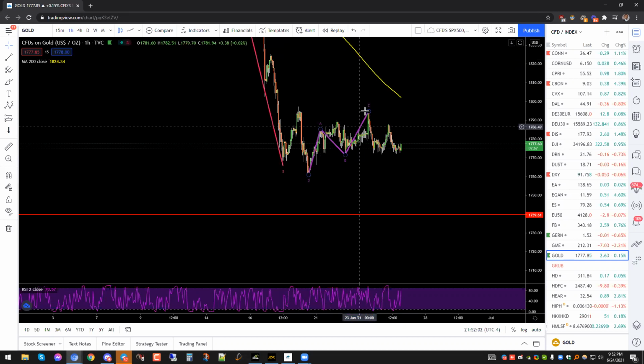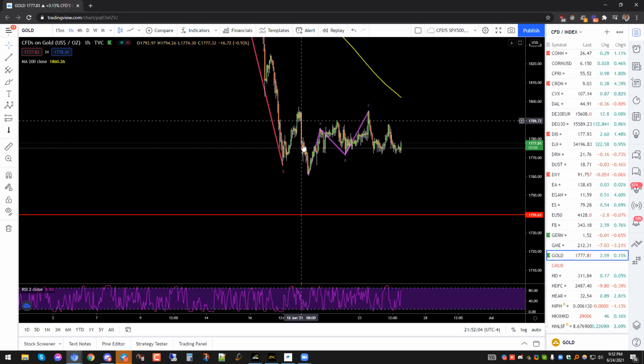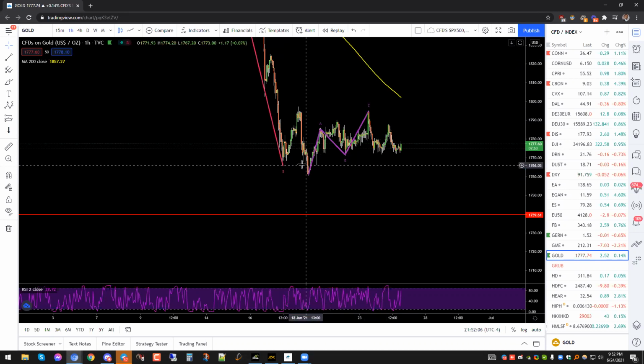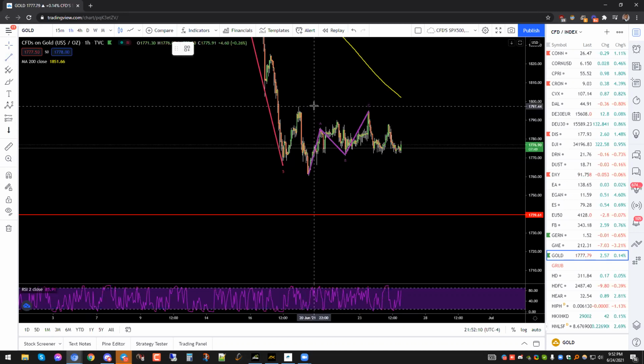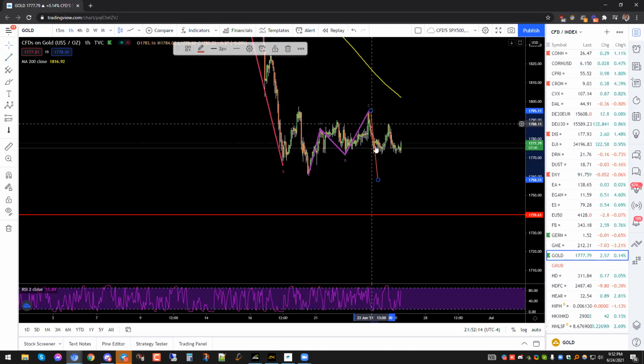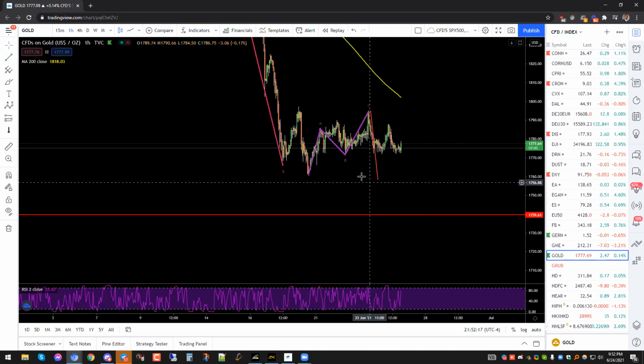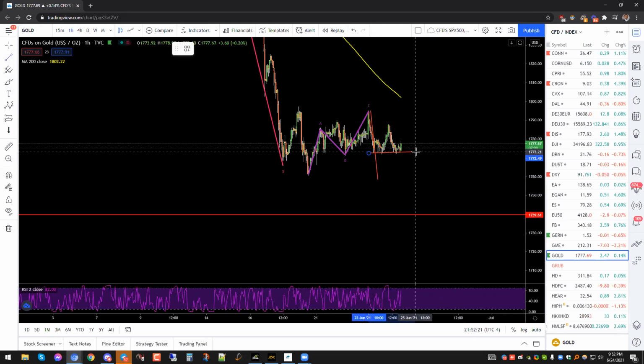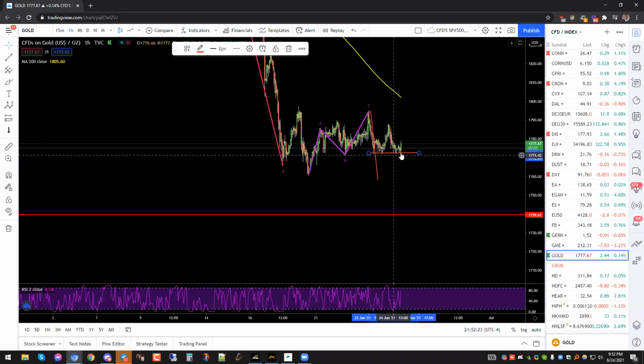So if this is 1, 2, 3, then this wave down is what I'm expecting now. So I'll expect that wave to come like that, right? And right now it looks like we may potentially be getting that wave, and this is just part of that correction.